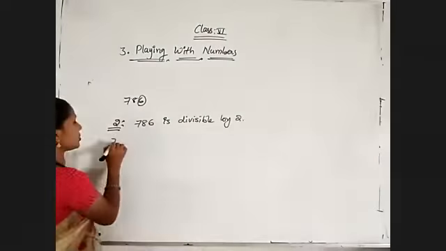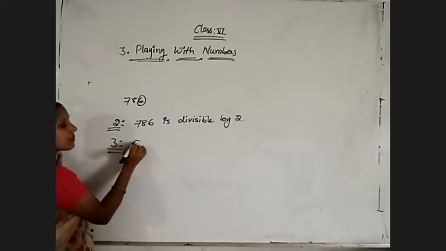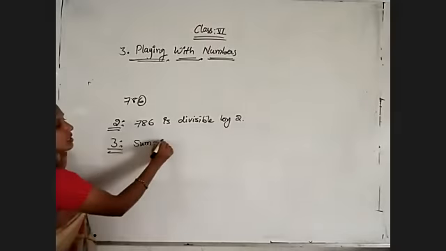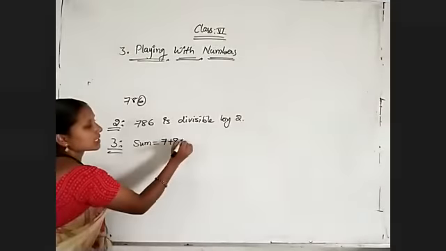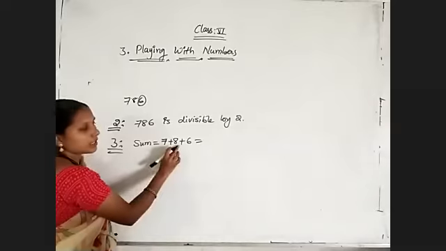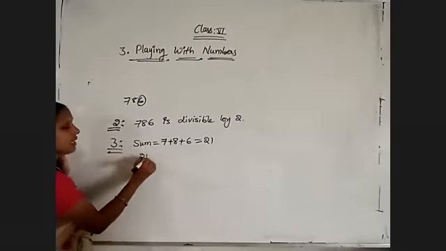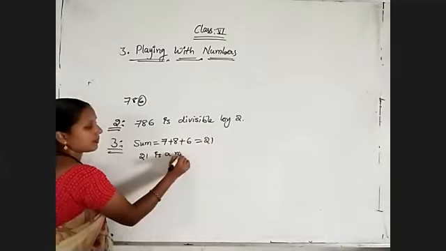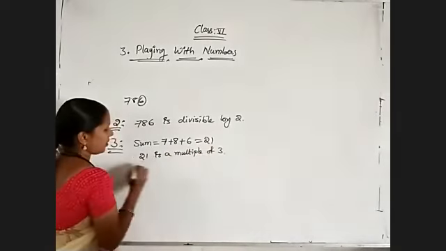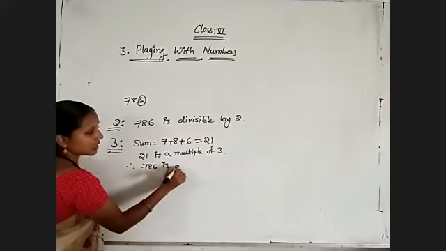And coming to the divisibility rule of 3. What is the divisibility rule of 3? Compulsory we need to check their sum. That is 7 plus 8 plus 6 is equal to how much? 7 plus 8, 15. 15 plus 6 is equal to 21. Okay. 21 is a multiple of 3. Therefore, 786 is divisible by 3.